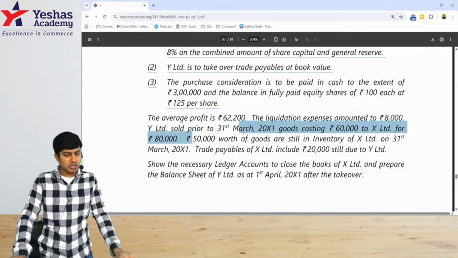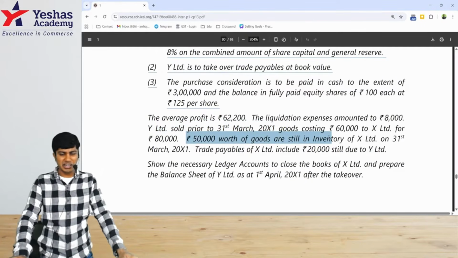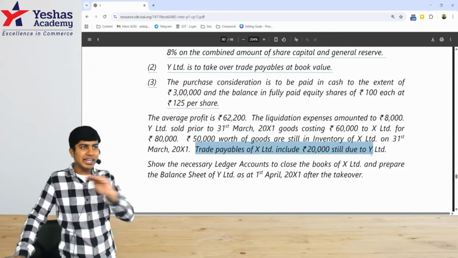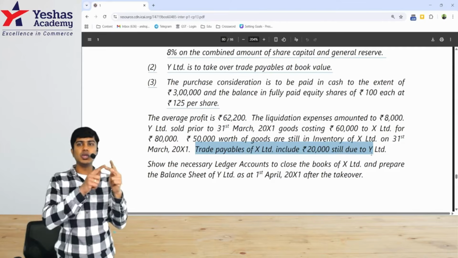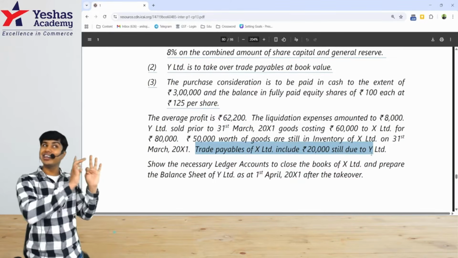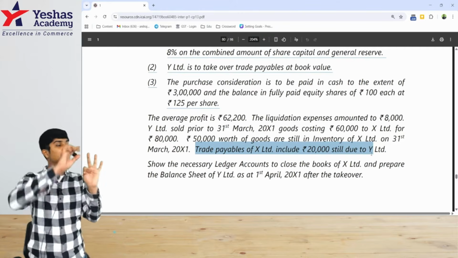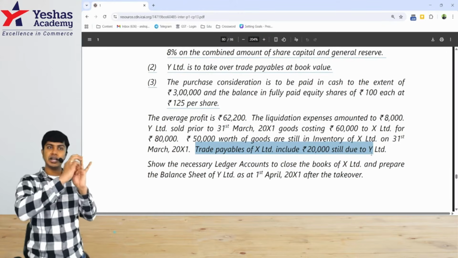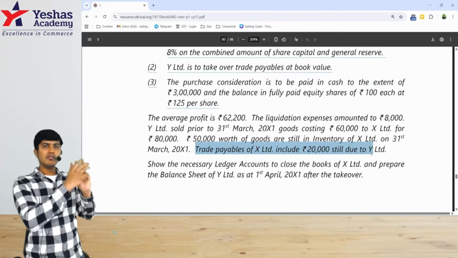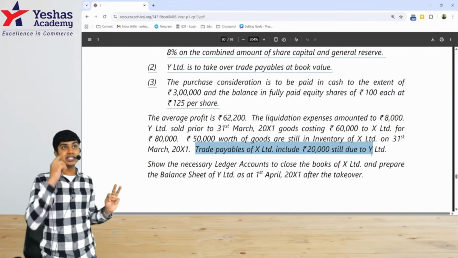And they've told 50,000 worth of goods is still remaining. That's it, unrealized profit. And trade payables include 20,000 mutual indebtedness. There is no D adjustment. I told you, DRUMS adjustments. D, debenture adjustment, not there. R, realization expense in transferee books, not there. Unrealized profit and mutual indebtedness, U and M. We have 2 adjustments. Statutory reserve is not there. We have 2 adjustments to do in the books of transferee.